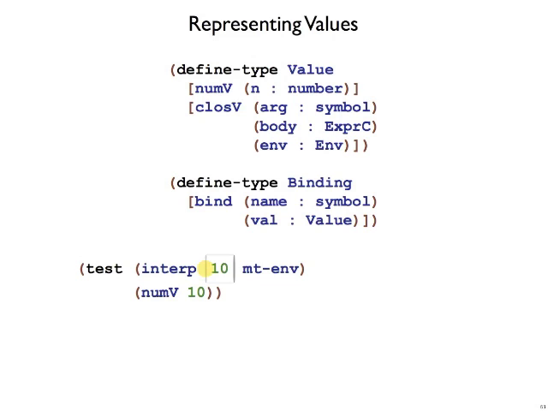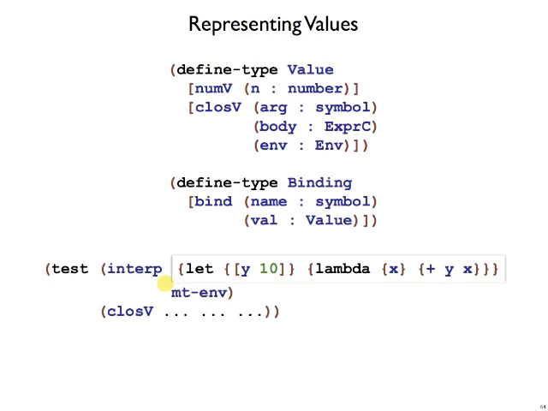So this parse of 10 here produces num_c10. The interp of a num_c produces a num_v. When we interp an expression that has a lambda kind of result, then we get back a closure, because closures is how we represent functions as values.